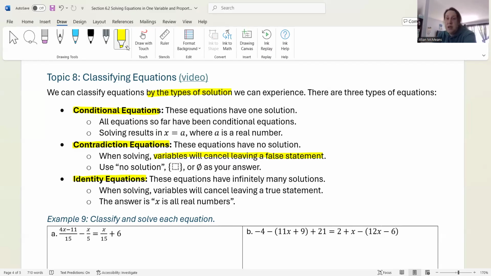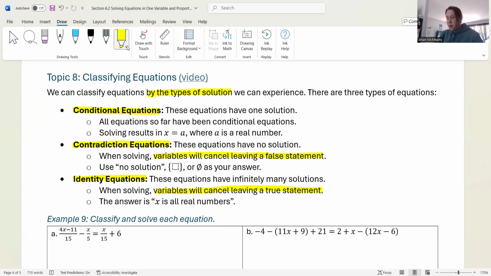Okay? These equations have, believe it or not, infinitely many solutions. Okay? So like every real number on the planet is going to work. All right? So when solving, the variables will cancel, leaving a true statement. And the way we write the answer here is we would say x is all real numbers. So every decimal, every integer, every fraction would satisfy this equation. Okay, so on the surface, you can't tell which type of equation you're going to get. But once you get to solving, you can tell if it's going to be a contradiction, an identity, or just one of our typical conditional equations.